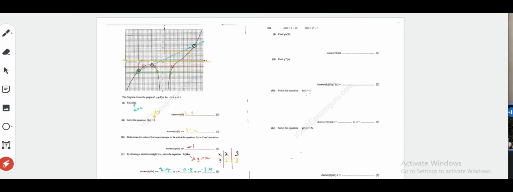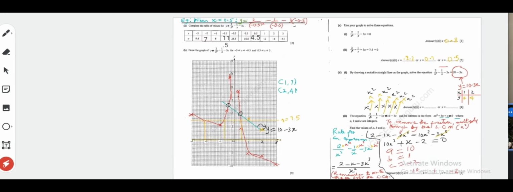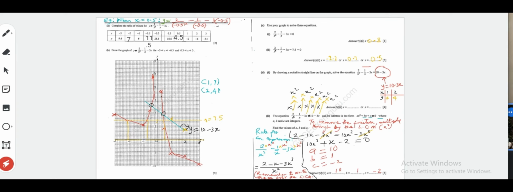I want us to try this. Let me see what I can give you. Okay. Go to page 8 of 20.